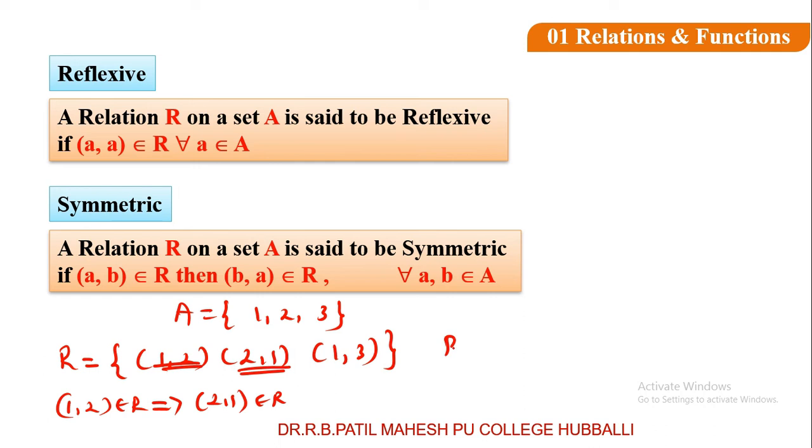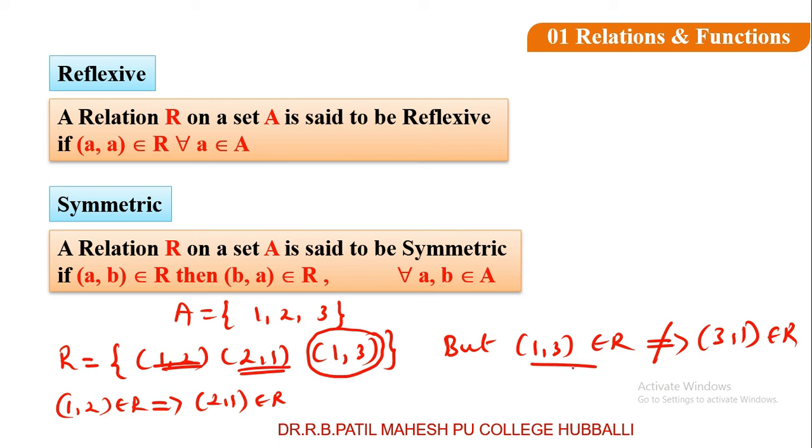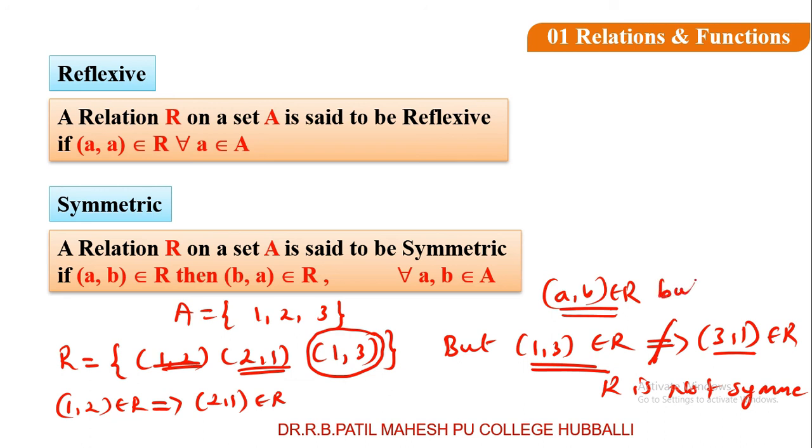But what happens, students? A small thing happens here. (1, 3) belongs to R, but this does not imply (3, 1) also belongs to R. Try to understand. (1, 3) belongs to R, but it does not imply (3, 1) also belongs to R. Therefore this relation is not a symmetric relation, because according to the definition, (a, b) belongs to R, but (b, a) does not belong to R. That's why I say this relation is not symmetric.